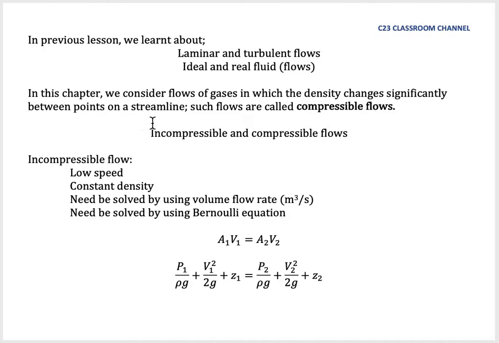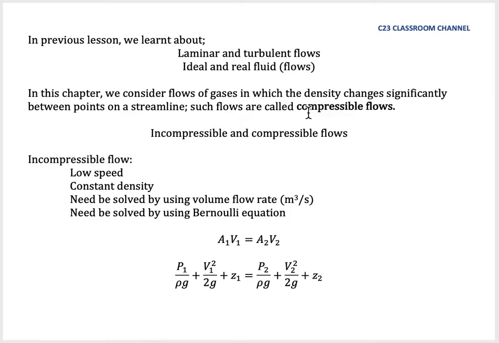In this chapter, we consider flows of gases in which the density changes significantly between points on a streamline. Such flows are called compressible flows. It means that in the previous lesson we learned about fluid, especially liquid. We learned about water flow in pipes and so on, and our assumption is that the fluid is incompressible. Incompressible means the density of that fluid does not change.